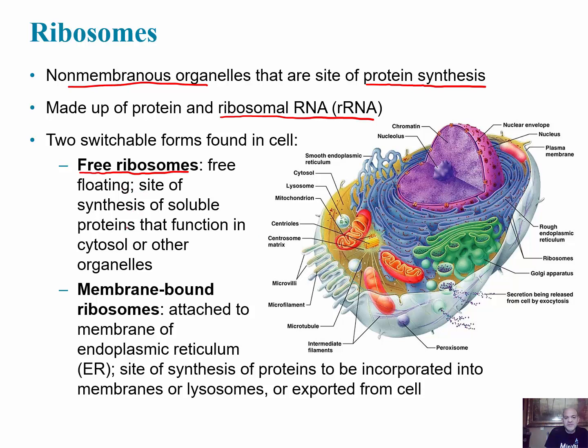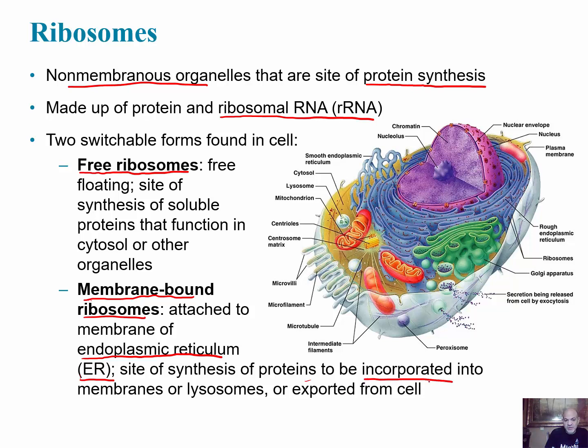This is the site of synthesis of soluble proteins that are going to function in the cytosol or within other organelles. So here we might make proteins that are going to be part of the metabolism occurring within the cytosol itself. And then we have the membrane-bound ribosomes. Those are going to be attached to the endoplasmic reticulum, and if so, we're going to call that the rough endoplasmic reticulum. And here, because they do produce proteins, we're going to be making proteins that would have various functions.